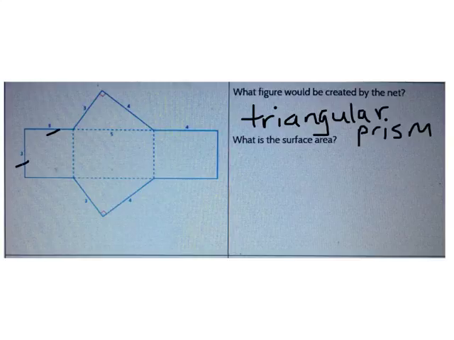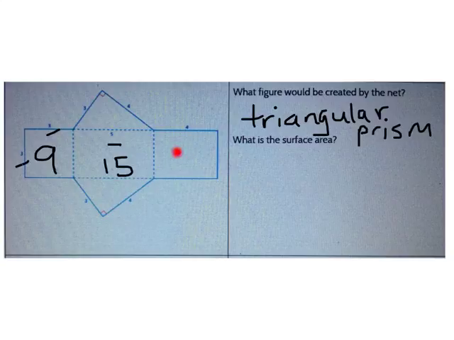The base is 3 and the height is 3. What's the area? The area is 9. Now let's find the area of the rectangle in the middle. The base is 5 and the height is 3. What's the area? It's 15 square units.